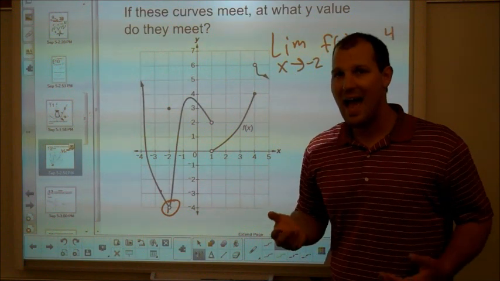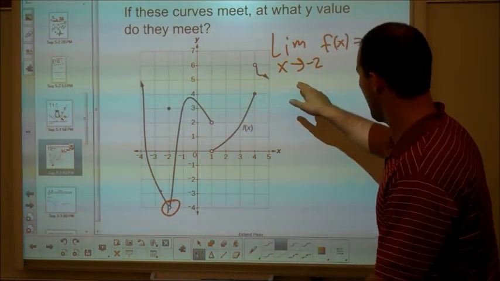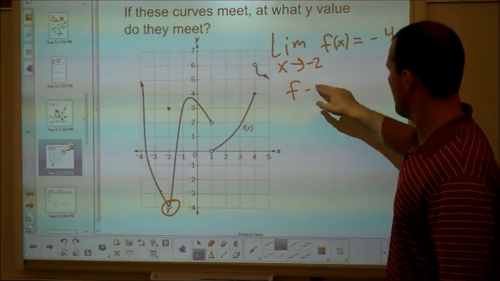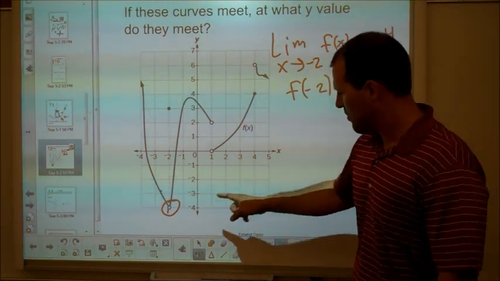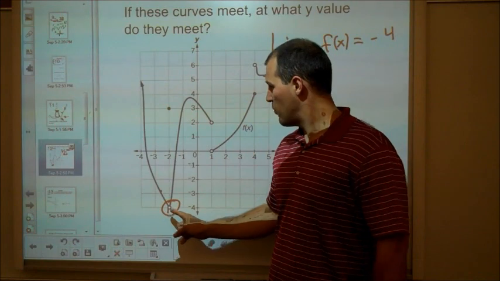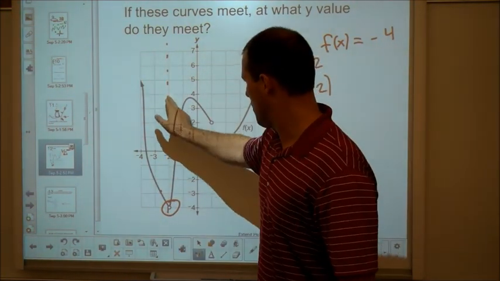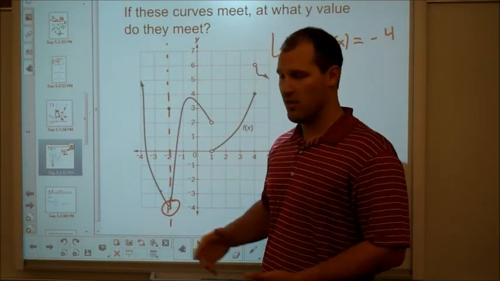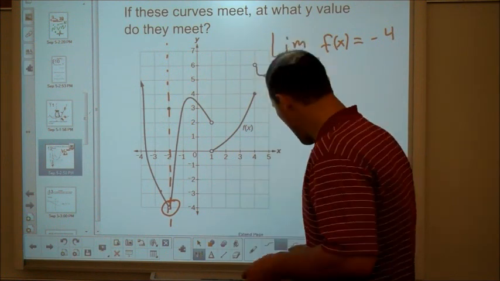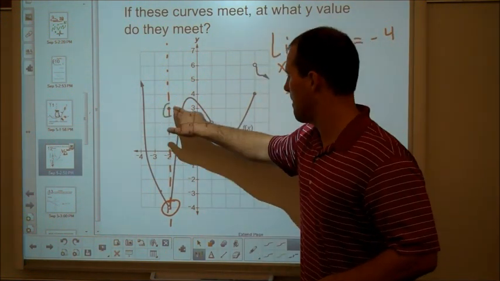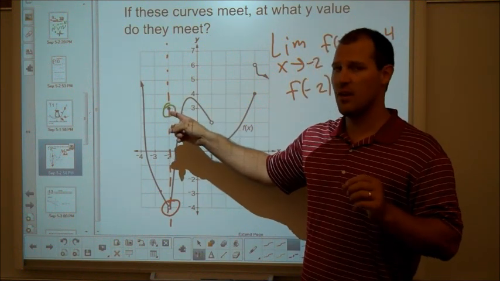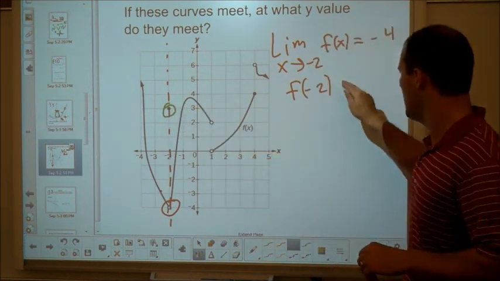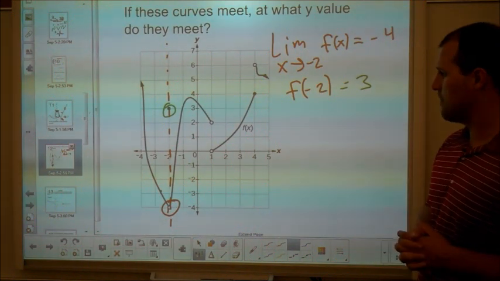What about the actual y value? Like if I ask for f of negative 2. Not a limit, just the function value when x is negative 2. Well look, there's nothing there. And so we have to figure out, if we put a vertical line at that x value, where do we actually hit the function? And that occurs right up here. There it is. So that's our actual y value. It's not our limit, that's the actual y value, and so that is 3.